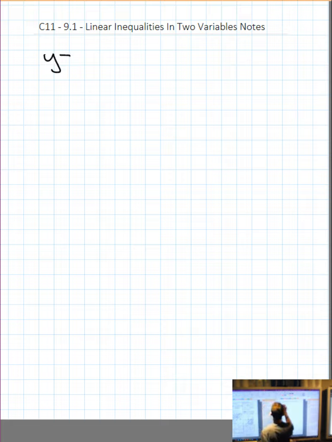Y is greater than x minus 2. I'm going to skip an appropriate number of lines to do some more work, and then I'm going to graph it below. Make sure you skip the appropriate number of lines. So if I draw the graph down below, I can draw the graph.